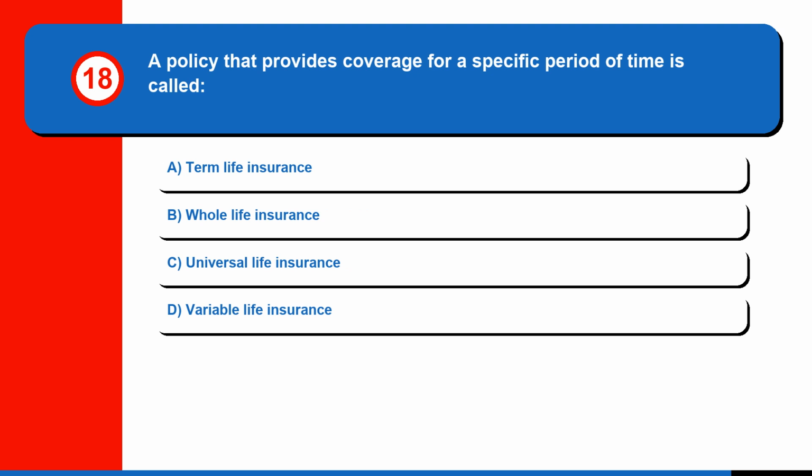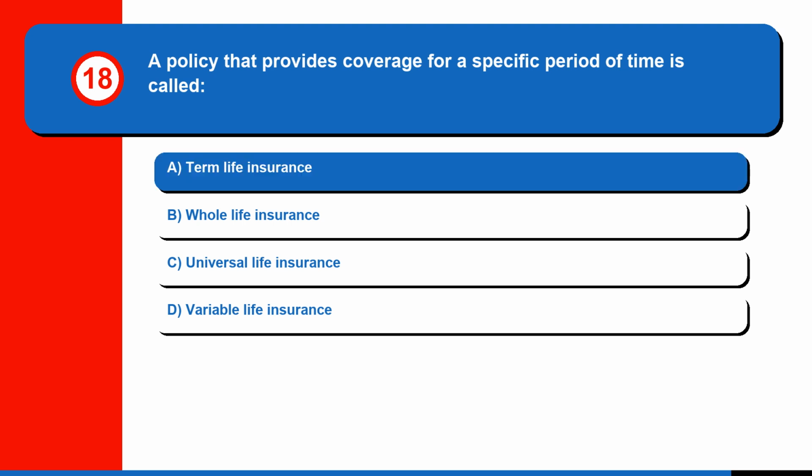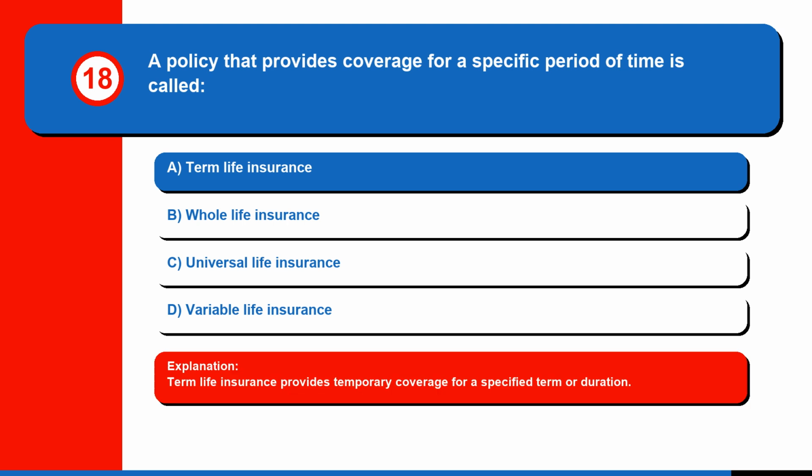Question 18. A policy that provides coverage for a specific period of time is called A. Term life insurance, B. Whole life insurance, C. Universal life insurance, or D. Variable life insurance. The correct answer is A, term life insurance. Term life insurance provides temporary coverage for a specified term or duration.